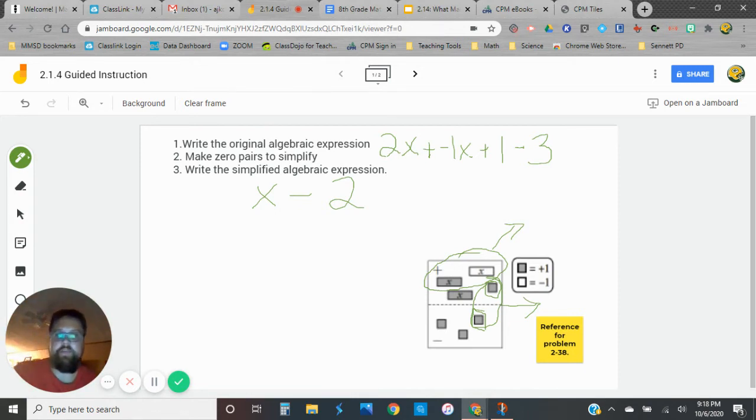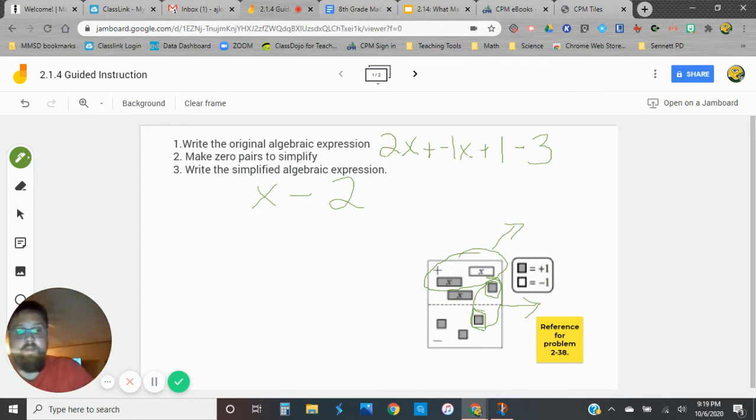So 3 steps. Write out what you see when you first get your algebra mat or your expression mat. Simplify with the 0 pairs like I showed you right here. And then write what you have left. In this case, I got x minus 2. All right, so that's one way that you're going to see problems today.